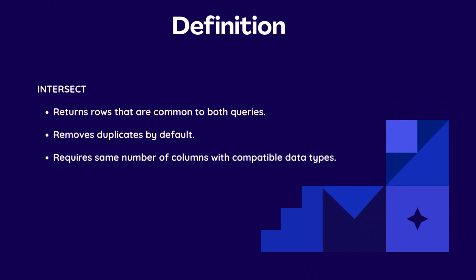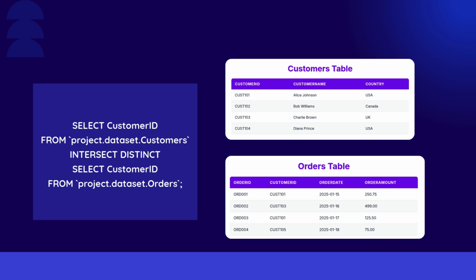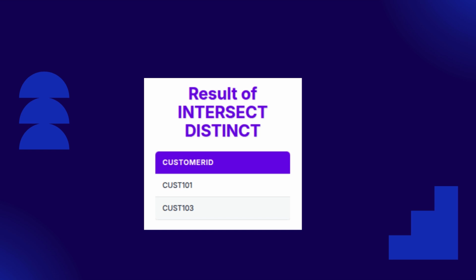For example, if we want to find all customer IDs that appear in both the customers table and the orders table, we can write: select customer_id from customers intersect distinct select customer_id from orders. This will return only the customer IDs that exist in both tables. You may notice I used intersect distinct. In BigQuery, intersect automatically removes duplicates, just like union does.